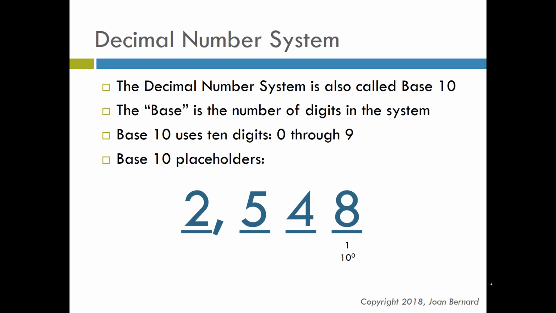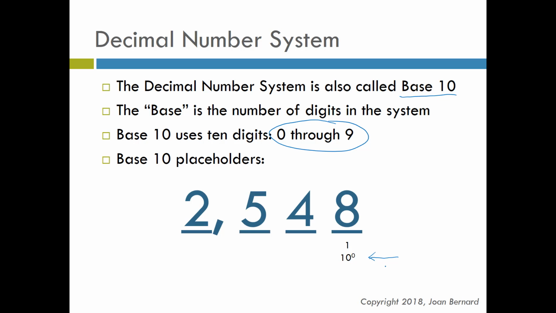The decimal number system is also called base 10. The base is the number of digits in the system. So base 10 uses 10 digits, 0 through 9. Let's take a look at the base 10 placeholders. In the number 2,548, you'll see that the 8 is in the ones place. That's actually derived by taking the base and raising it to the 0 power. Anything raised to the 0 power is 1.